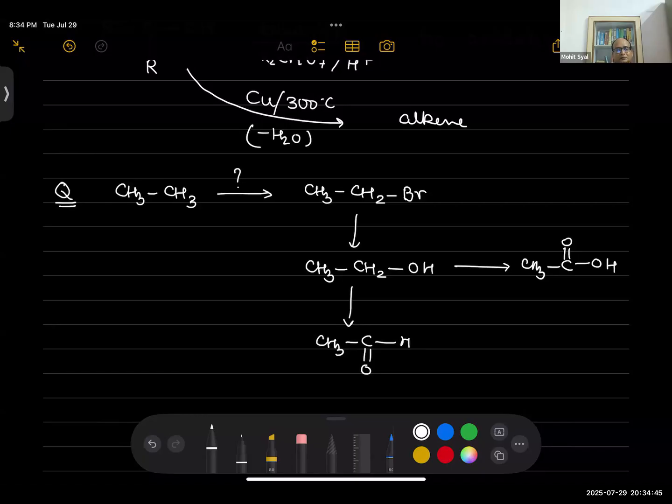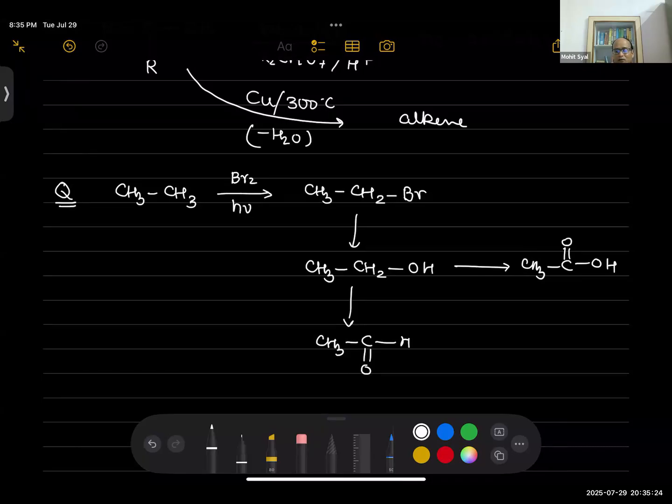Who will tell me? So bromine. HBr, Rajesh? No, it's not HBr. So Br2, and in the presence of heat or light. Yeah, Br2, that is in the presence of light. Got it? Photohalogenation.